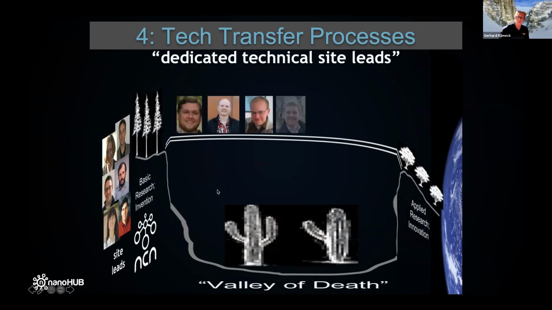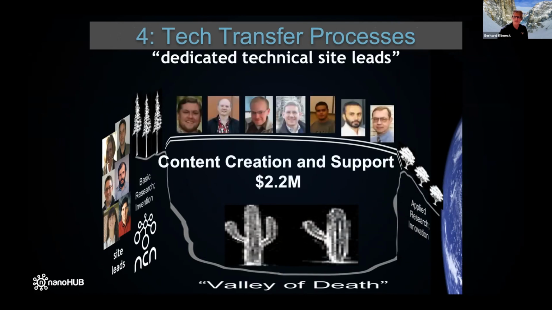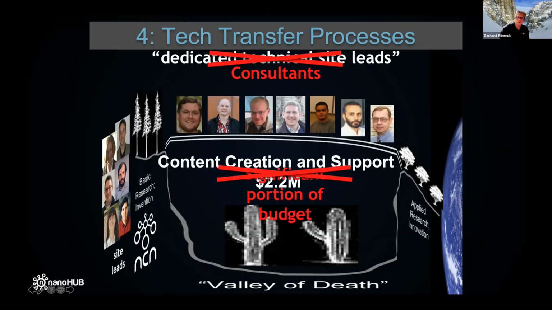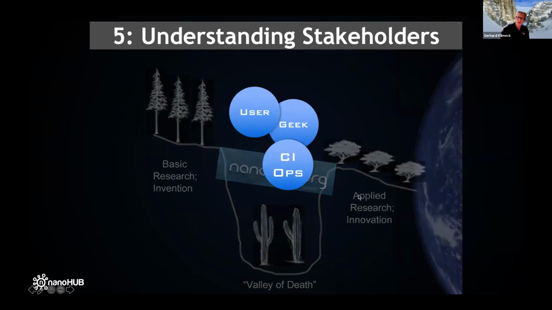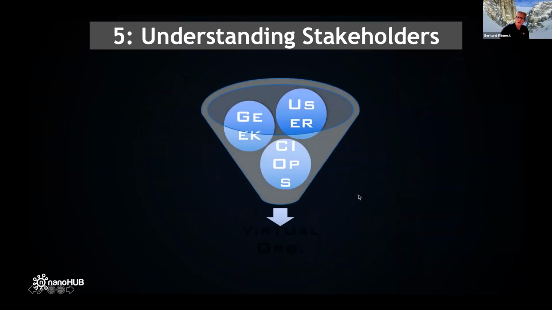So what we used to have called dedicated site leads at the various network nodes. And that was significant money being spent. Maybe you can call them consultants, and you would have to call that a significant portion of a budget. And fifth, you have to understand what people need, understanding the stakeholders. So you have the geeks on the left that do research, and that's all they really care about. You have users that could somewhat care less about the creation of the tools, and you have the operations piece. And you really have to put them together in this virtual organization and make it work together.